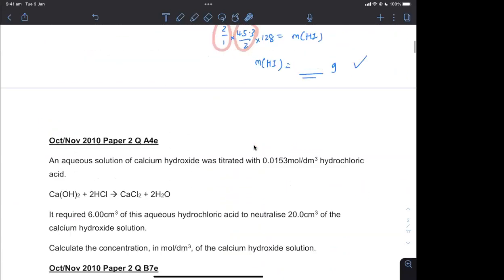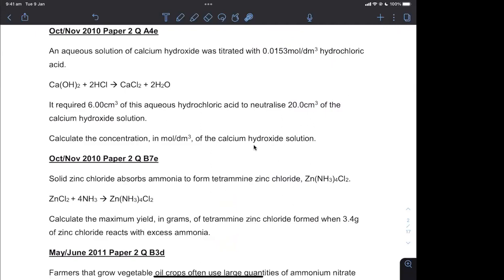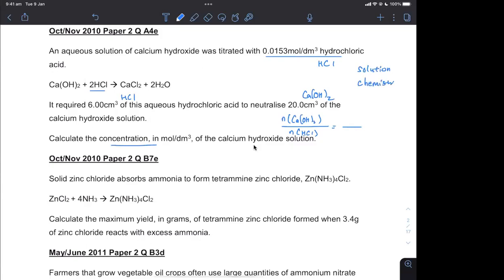Okay, so we have around 2 minutes. I'll probably just use this time to quickly go through this next question. We have some hydrochloric acid, so 2 mole of HCl, and this is this thing here. This is HCl, and this is the calcium hydroxide, Ca(OH)2. I need the concentration, so I want to find calcium hydroxide. I label calcium hydroxide on top. I put HCl at the bottom. This is very clearly solution chemistry.